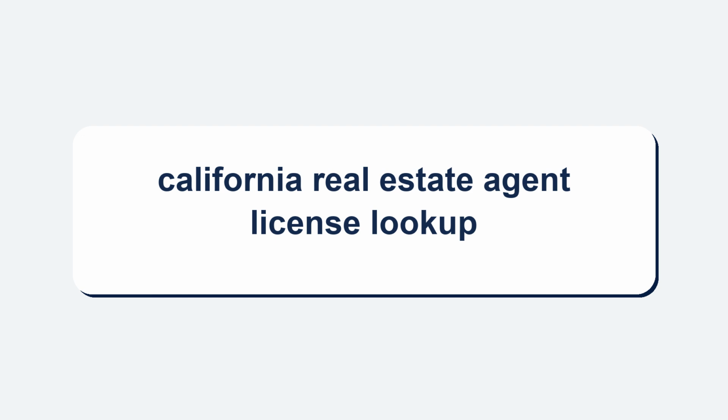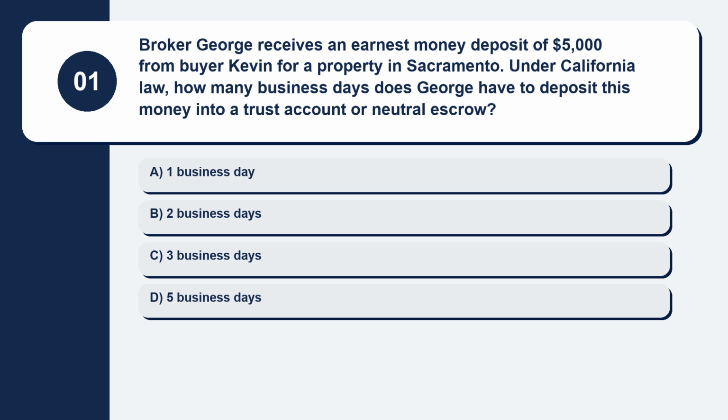Let's begin. Question 1. Broker George receives an earnest money deposit of $5,000 from buyer Kevin for a property in Sacramento. Under California law, how many business days does George have to deposit this money into a trust account or neutral escrow? Here are your options.